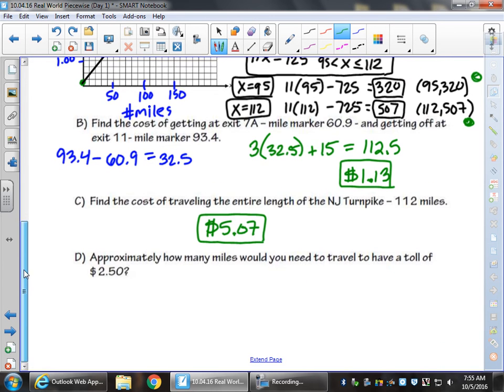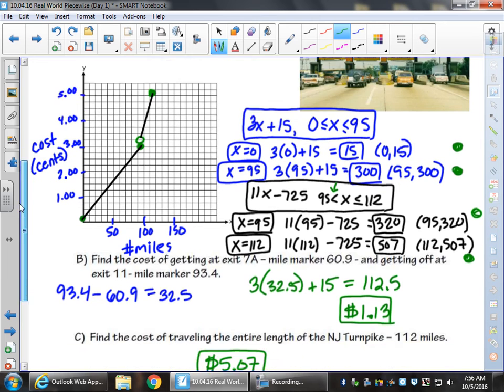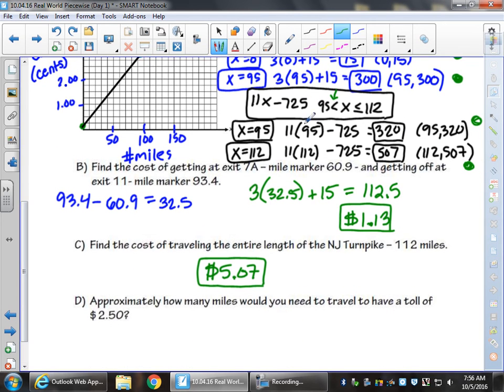Interesting. How are we going to figure that out? Jasmine. Let's do that. So she says go to the graph. Would I be looking at the x-axis or the y-axis? So 250, which piece will I be in? The first piece or the second piece? So that means we're going to use this second piece. So what equation can I set up using the second piece?